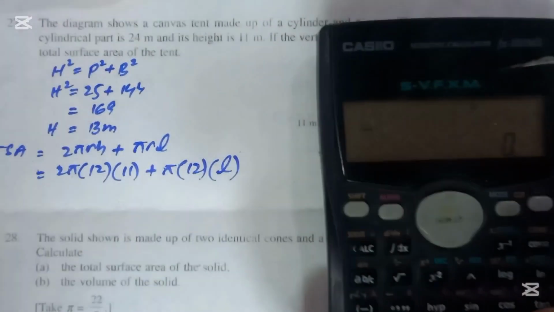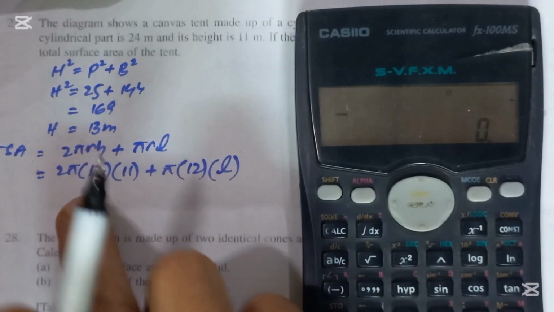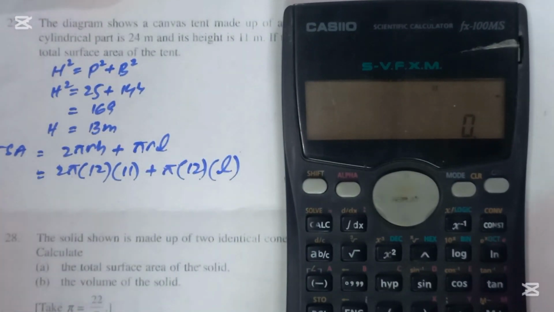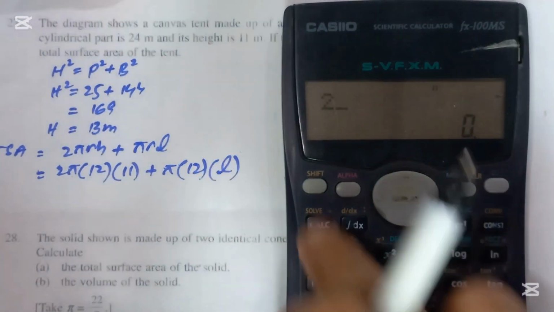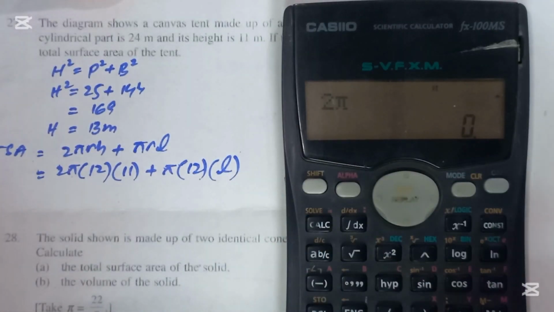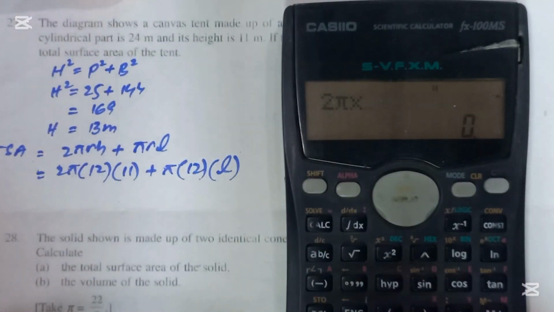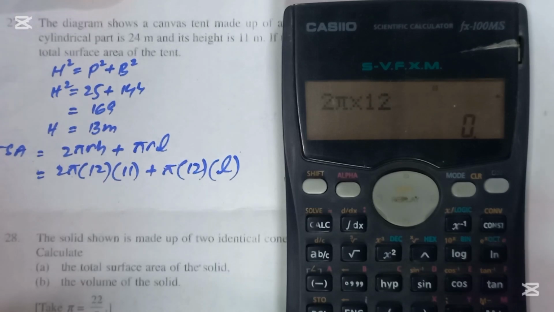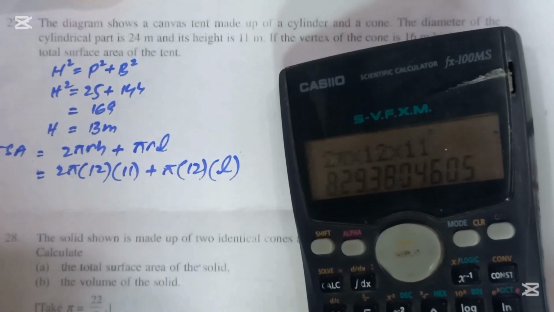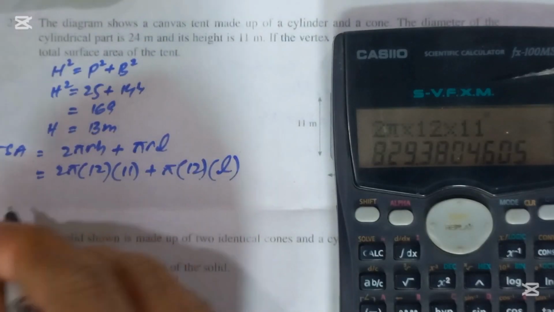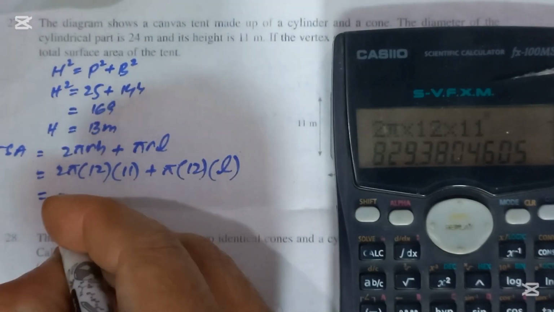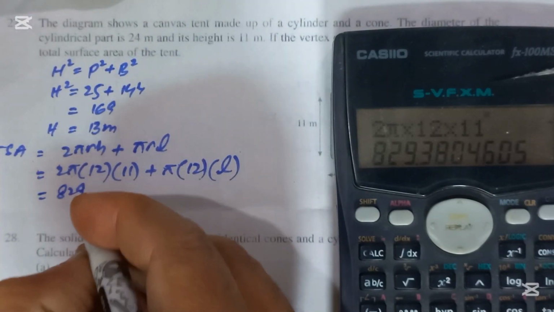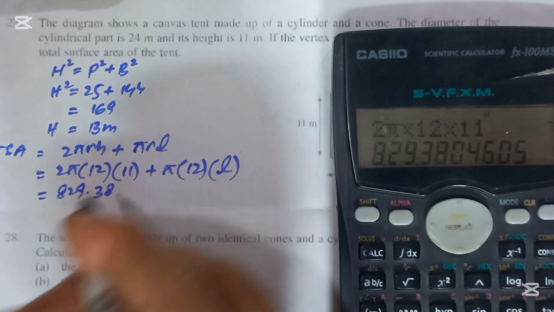Now use the calculator at this point. 2 pi multiplied by 12 multiplied by 11. Answer is 829.38.